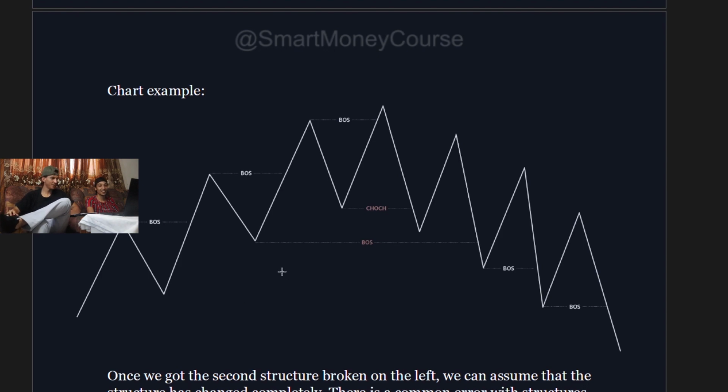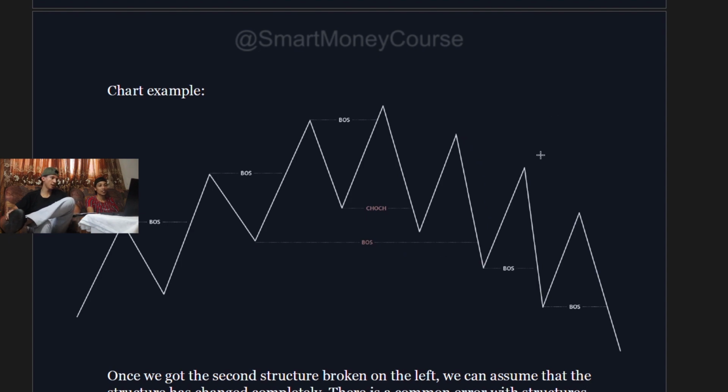Yeah, CHOCH. So we can see here was a change of character. So here you can see this is your first change of character. And for a full trend or market change of trend, it needs to break the second swing or higher low on the left side. As we can see here, is a change of character, which is this one. Test again, and then this point here broke this. So then that's a full change of structure.